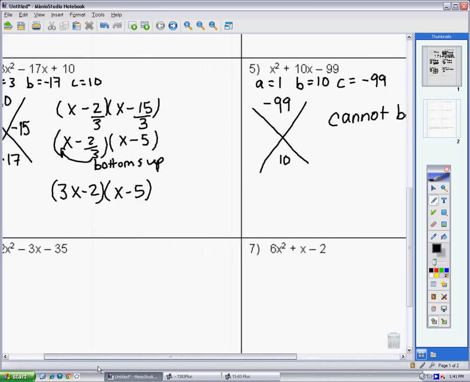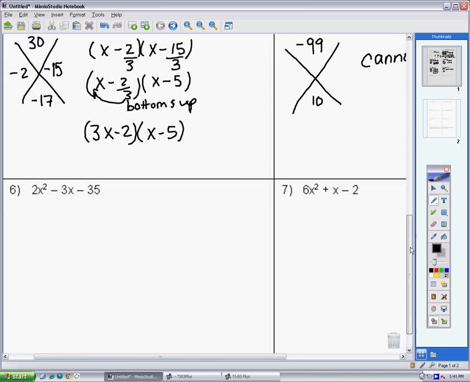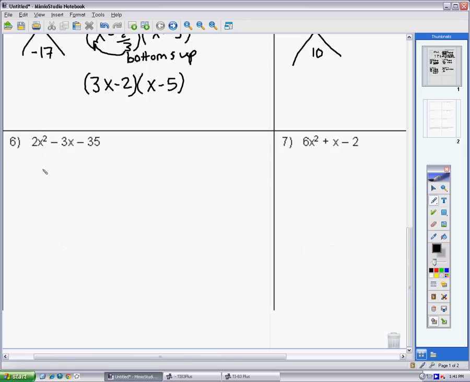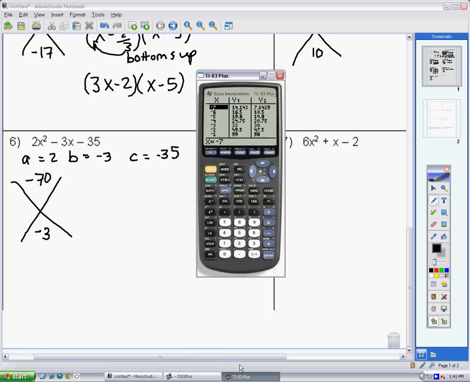Okay. Number 6, I'm going to label A is 2, B is -3, and C is -35. And I'm going to make my X, and I'm going to multiply A times C, which gives me -70, and my B is -3. So again, I'm going to go to my calculator. I'm going to change that to -70.